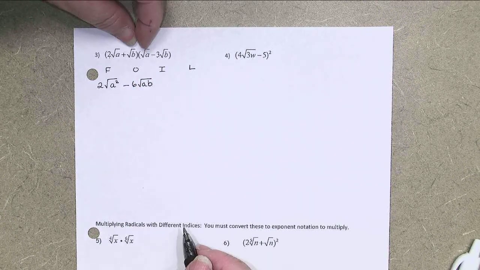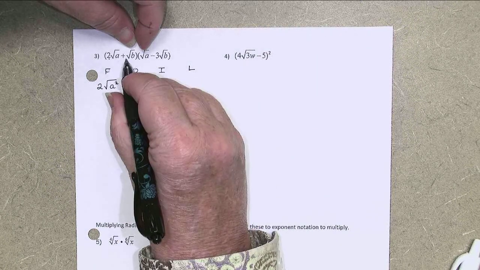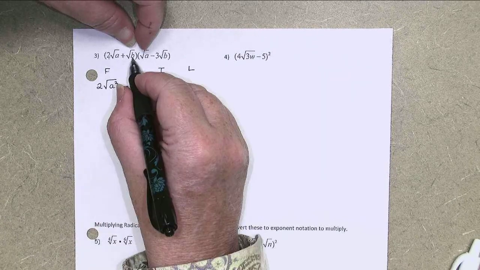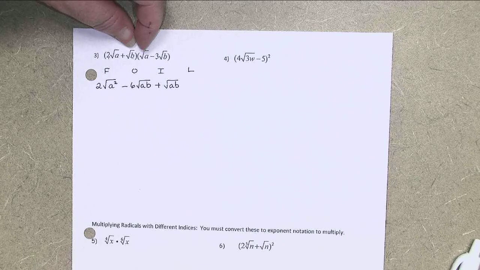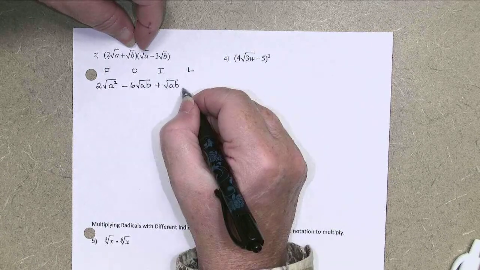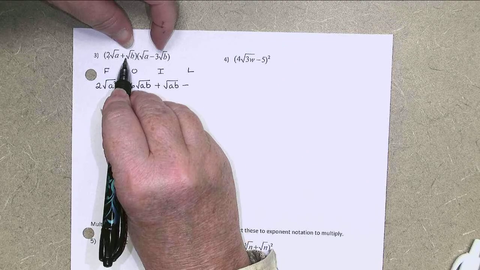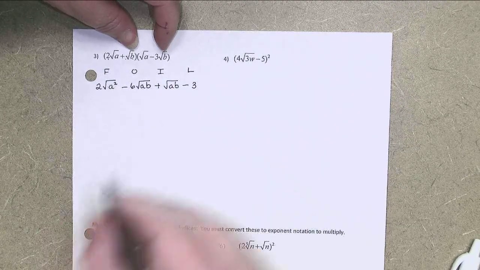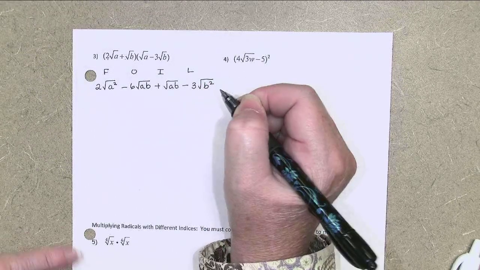The inners plus outside I really just have 1s, so I still have a 1. And b times a, which is the same as a times b, so I'm just going to write it as the square root of ab. Lasts, minus 1 times negative 3 is negative 3. And under my square root, b times b is b squared.